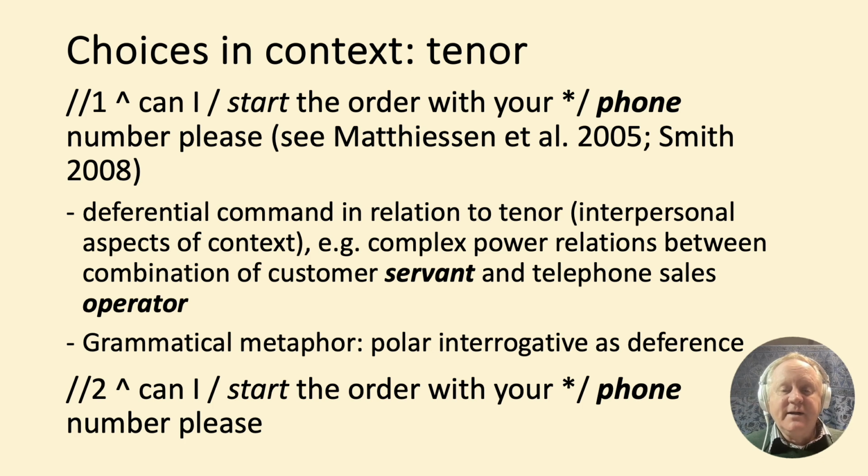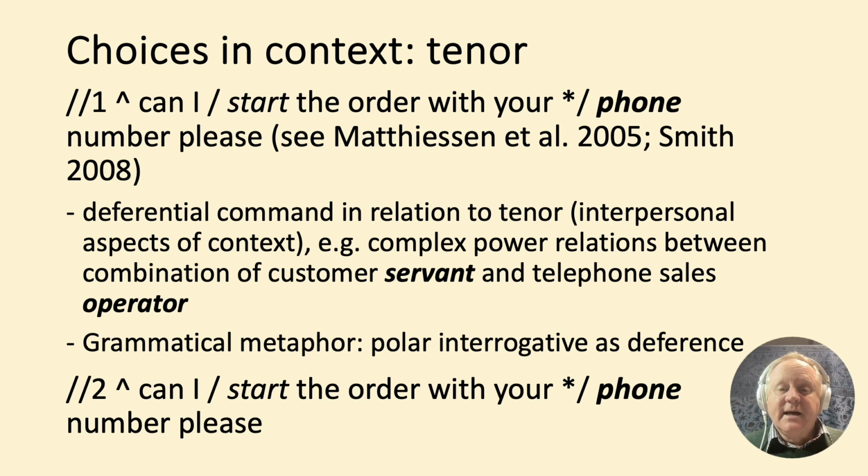The first example in this slide is taken from an actual telephone sales interaction that I studied for my PhD, which I presented in episode 2 of this series. Can I start the order with your phone number, please? As I discussed in episode 2, this is a typical opening move in a telephone fast food sales text. A polar interrogative choice is made from the system of mood in the clause grammar, which systemic choice is indicated by the finite subject structure, can I?